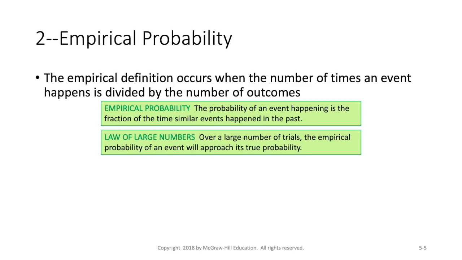Okay, so our second approach is called empirical probability, or it's also known as relative frequency. And this is when the number of times an event happens is going to be divided by the number of total outcomes that were possible. This idea of law of large numbers basically says if we keep doing our experiments over and over and over, eventually we're going to get to what's called a true probability.